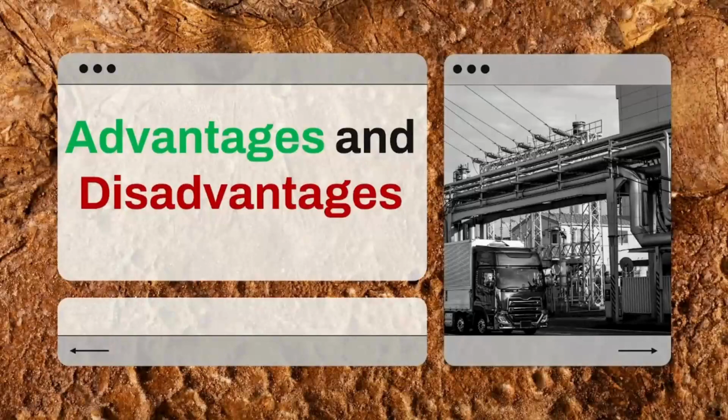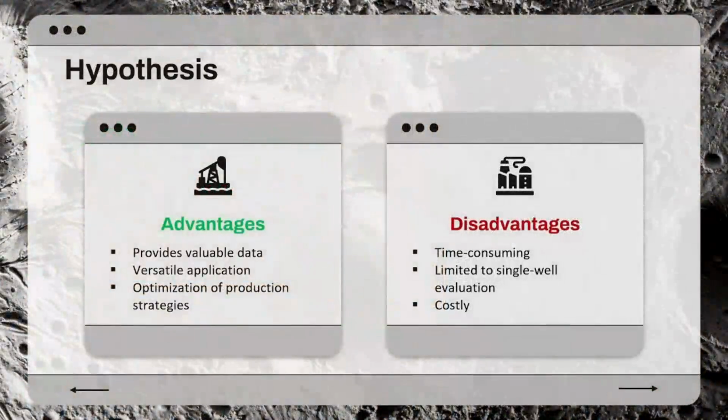Advantages and disadvantages. Advantages. First, it provides valuable data. Second, isochronal testing can be applied to various types of wells, including conventional and unconventional reservoirs, but it's mainly used in tight reservoirs. Third, the data collected during isochronal testing aids in optimizing production strategies and making informed reservoir management decisions.